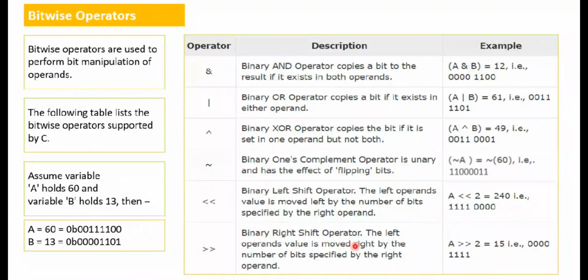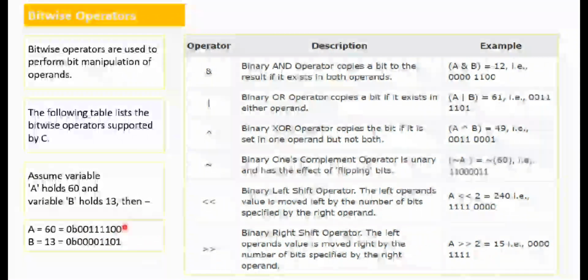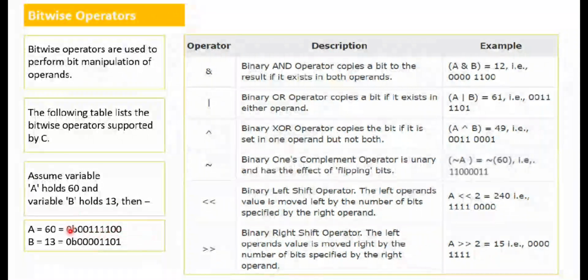Similarly for right shift operator, A right shift 2 will give you 15. That means this bit will be shifted towards right. This 0 0 will be discarded and it becomes 0 0 0 0 1 1 1 1, which is 15. You can try various values and test the result of these operators in code blocks.